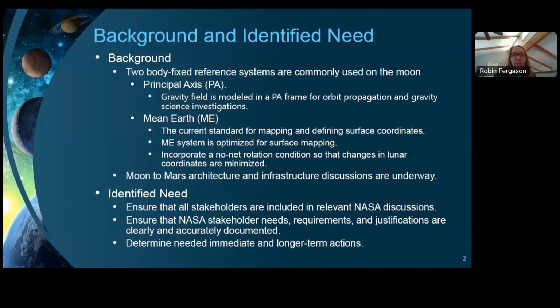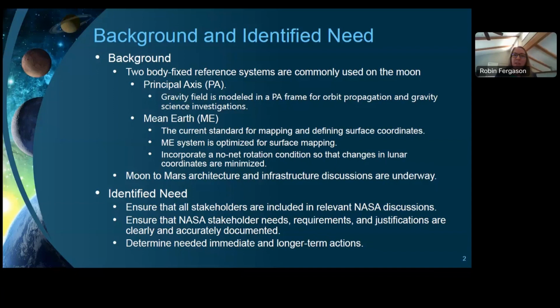So we have different communities using different reference frames. And in the past, these communities haven't had many opportunities to work together or understand needs across domains. So a primary motivation is to start having these discussions now. And it's important to have these discussions now because the Moon to Mars architecture and infrastructure discussions are underway, and decisions on standard reference systems that we would use within this architecture need to be made to support that continued development.